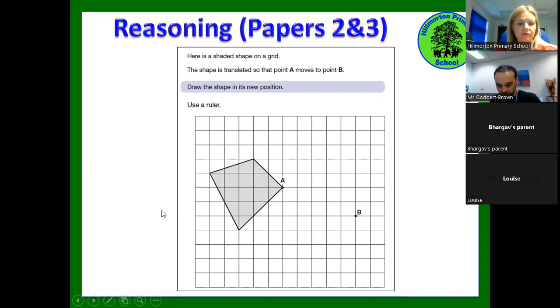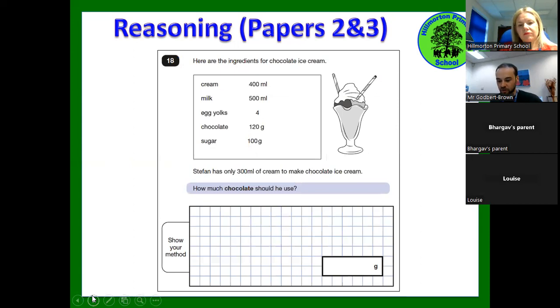Then we've got on the next slide another one of those questions. Now this one's got the little box saying show your method on it. And that's, like Mrs. Harrison was saying a minute ago, one of those questions where if they do show their method, even if they don't get the final answer correct, they'll be able to pick up 1 mark if they've shown that they know what they should be doing, if they've shown that they've just made one small mistake along the way, because a lot of these questions have multiple steps. So for this one, they've got to look at all the different ingredients. Stefan's only got 300 milliliters of cream to make chocolate ice cream. How much chocolate should he use? So we've been doing questions like this in class this week. Actually, they'd have to look at the different areas.